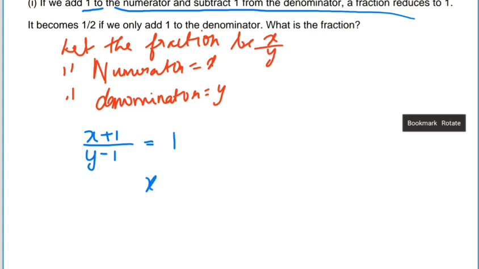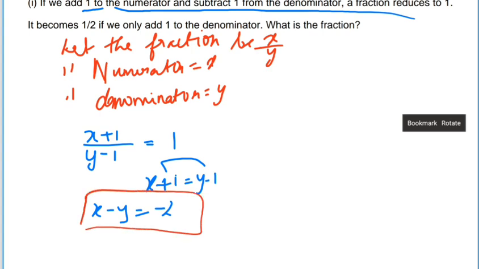Let's cross multiply it. x plus 1 is equal to y minus 1. So let's take the variables to one side. So x minus y is equal to plus 1 changes to minus 1, and minus 1 gives you minus 2. This is our first equation.